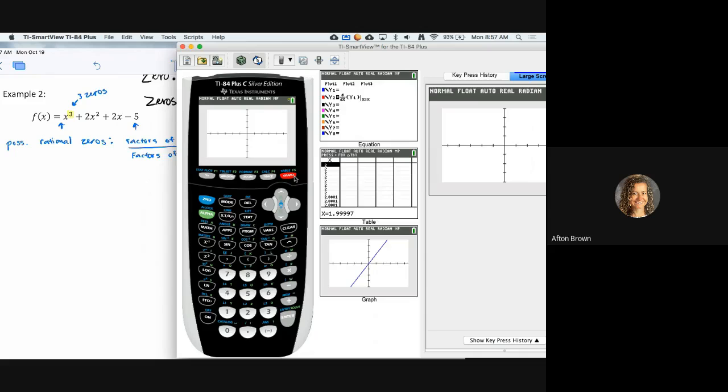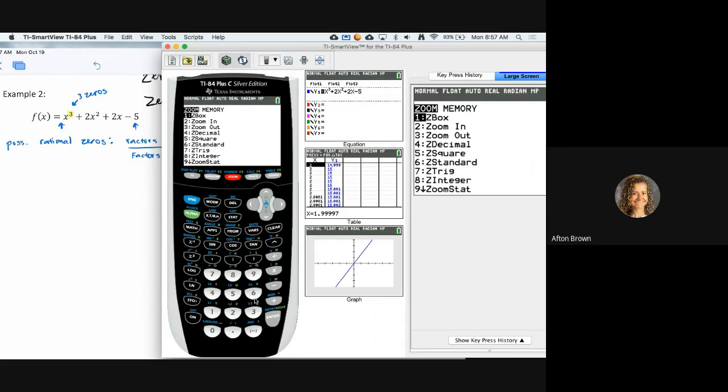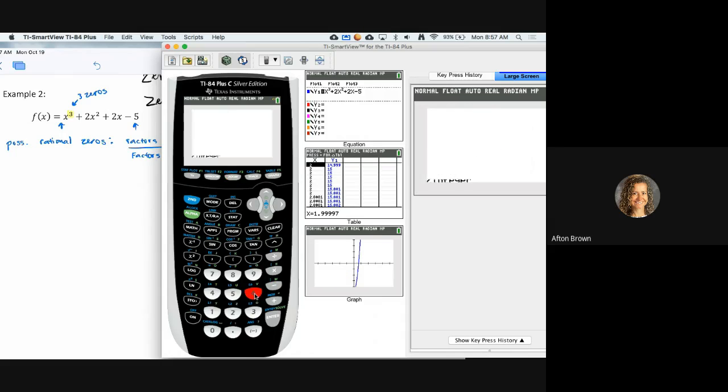My window looks like it's a little off. If your window's off, I'll change mine. I'm going to hit zoom 6, which is probably what you guys have. So zoom 6 puts it at a 10 by 10 window.